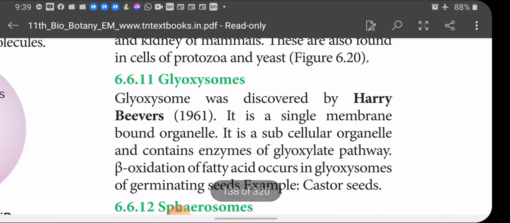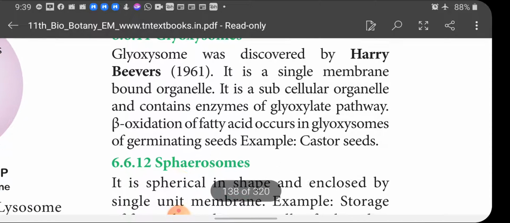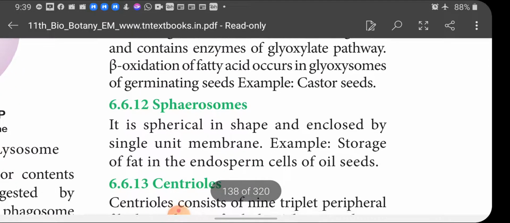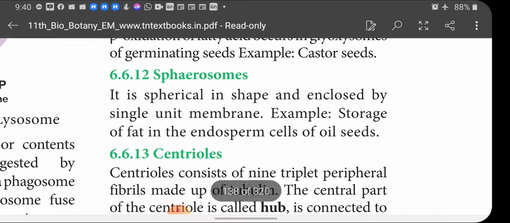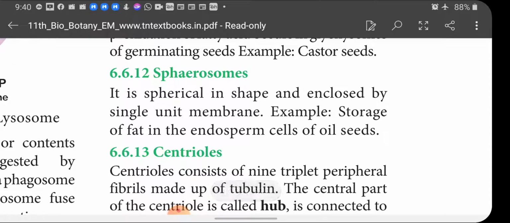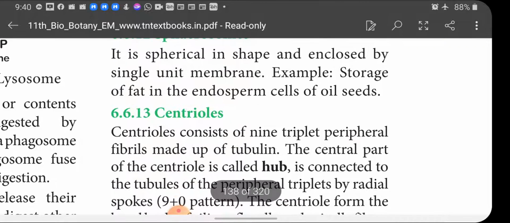Next, glyoxysome, discovered by Harry Beevers. It is a single membrane-bound subcellular organelle containing enzymes of the glyoxylate pathway. Beta oxidation of fatty acids occurs in glyoxysomes of germinating seeds, for example castor seeds. Next, sphaerosomes. They are also spherical in shape, enclosed by a single unit membrane. For example, they store fat in the endosperm cells of oil seeds.